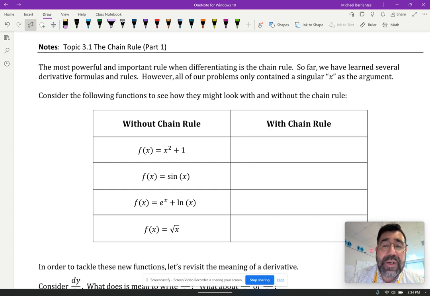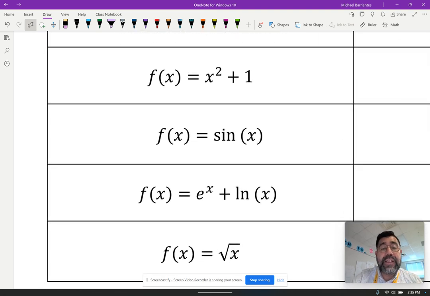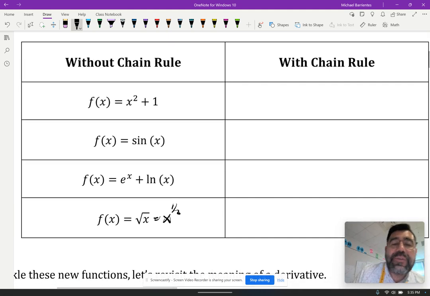So we'll start by reviewing some things. By now, we should be able to take the derivatives of all of these functions, right? The first one is a quadratic. I can do the power rule and sum rule. The second one is a trig function. I can find the derivative of sine x. The derivative of sine x is cosine x. The fourth one, I can find the derivative of the exponential and the natural log. And then the last one, I can find the derivative of the square root by, I guess first I would need to rewrite this, but then I would be able to find the derivative using the power rule.